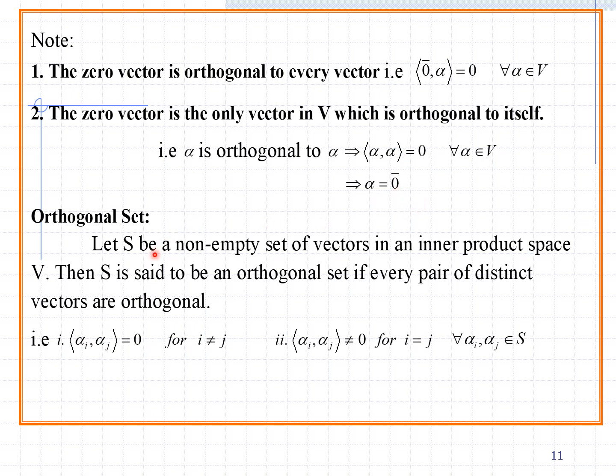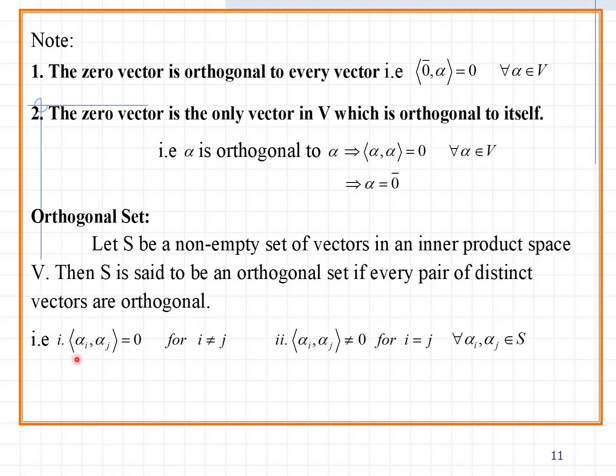Let us see the orthogonal set. Let S be a non-empty set. Non-empty set means compulsorily a vector should be included. S is a set of vectors in an inner product space V. Then S is said to be an orthogonal set if every pair of distinct vectors is orthogonal.